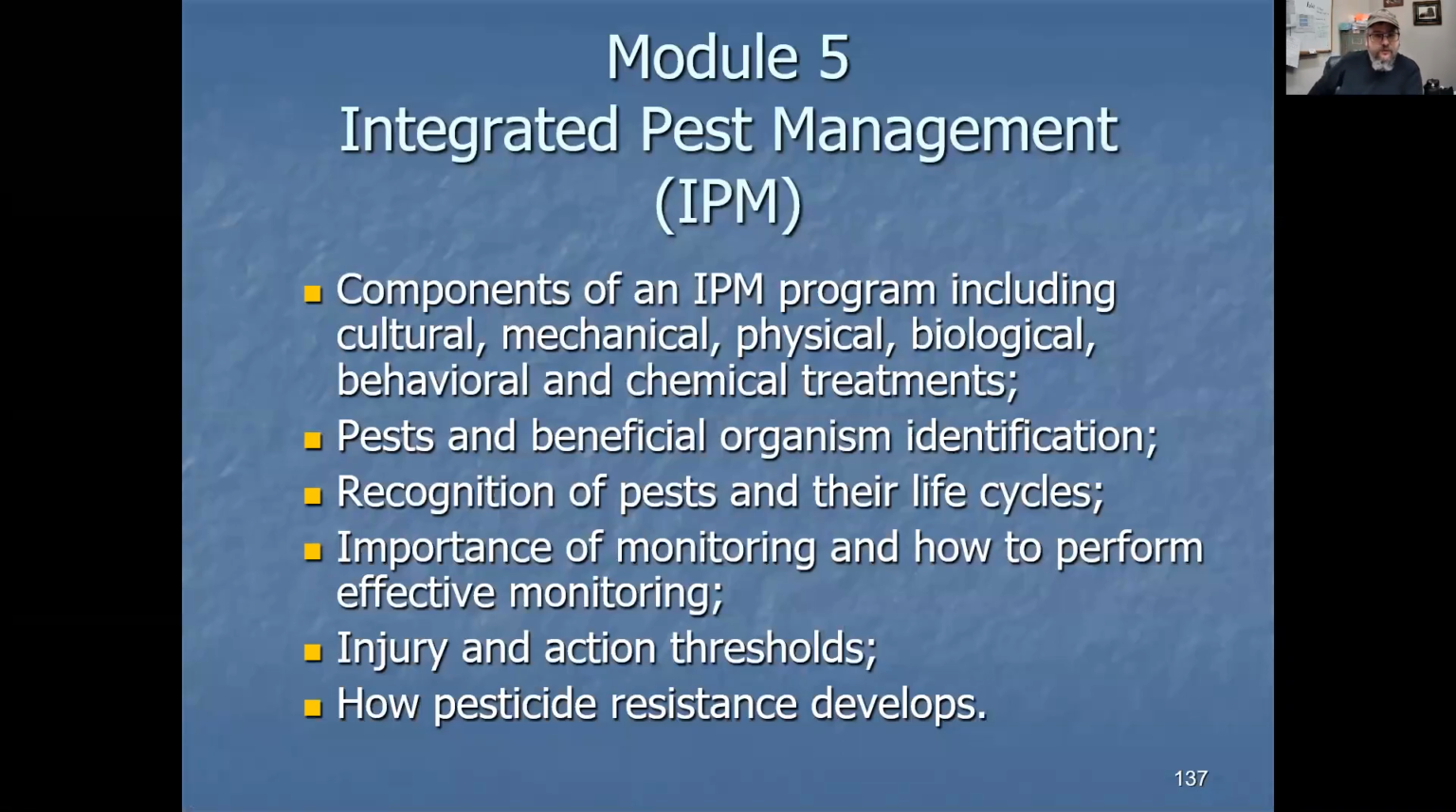Okay, welcome back to Module 5, Integrated Pest Management, otherwise known as IPM. So we're going to talk about the different components of an IPM program, including cultural, mechanical, physical, biological, behavioral, and chemical treatments, pests and beneficial organism identification, recognition of pests and their life cycles, the importance of monitoring and how to perform effective monitoring, injury and action thresholds, and how pesticide resistance develops.